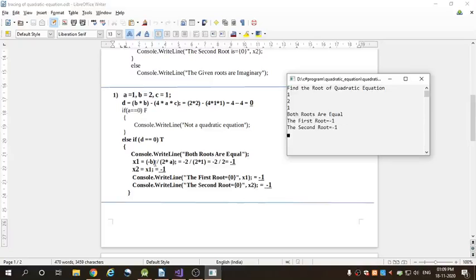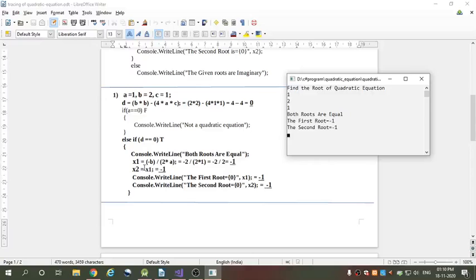After that x1 is equal to, in bracket, minus b divided by, in bracket, 2 into a. Here the b value is 2, so minus 2 divided by 2 into a value 1, so it is equal to minus 2 divided by 2, which is minus 1. The calculation of minus 2 divided by 2 is minus 1. After that x2 is equal to x1, means the x1 value will be stored in x2, so x1 value and x2 value will be the same.